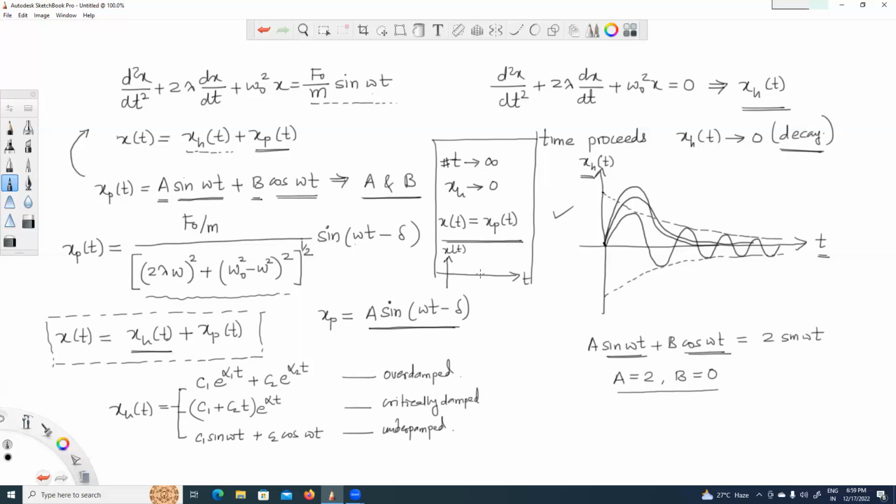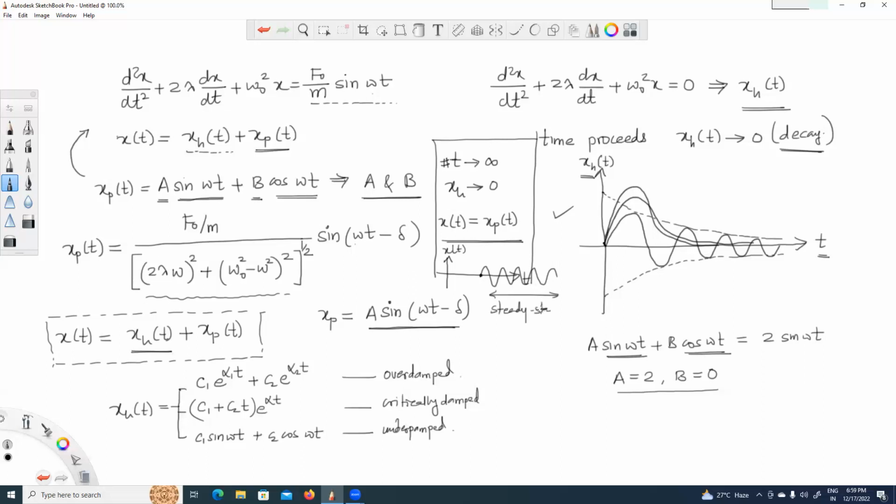Suppose I consider this time here, by which xh has become zero, meaning it has almost decayed all the amplitude. Now if I look at the time from here onwards, my solution will look like only this, which will be only oscillating with the same amplitude. So this solution is called the steady state solution.